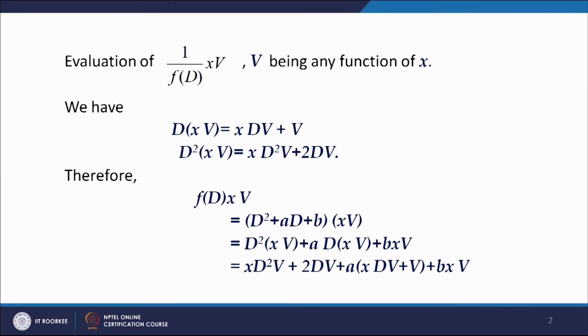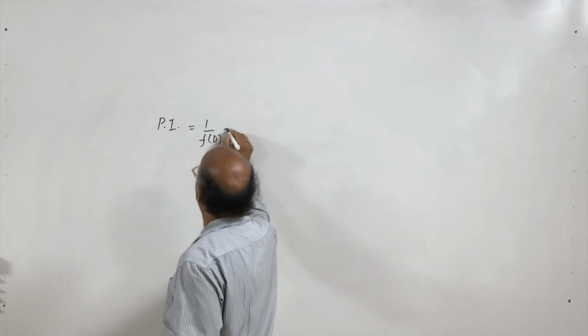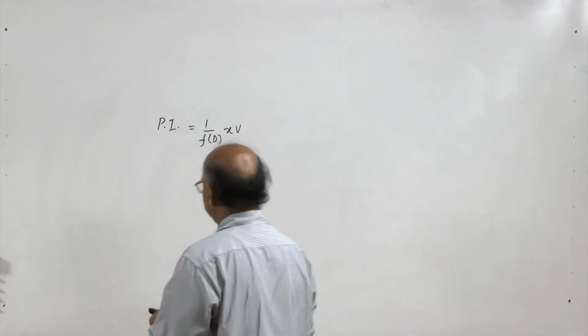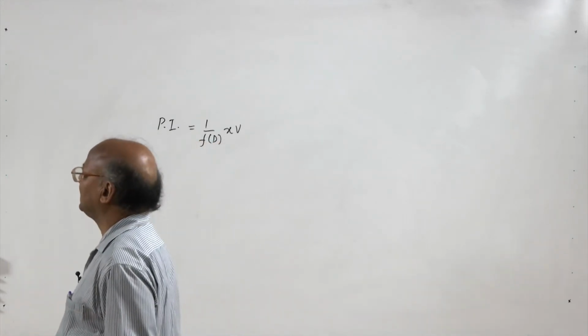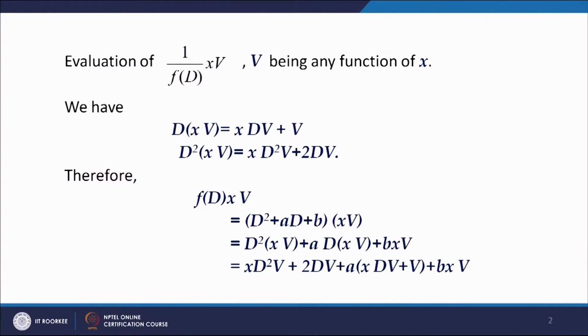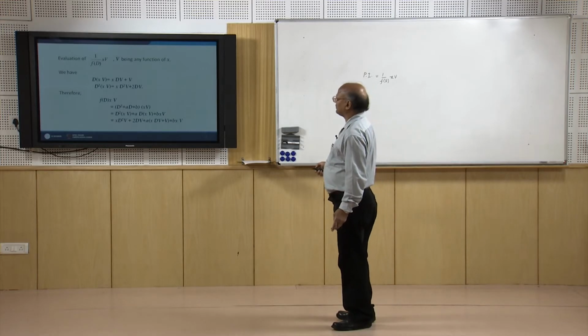So, particular integral in the case when R(x) is x into V. When you differentiate x into V, what we get is x into DV plus V, because V is any function of x. Then D square, when you operate on x into V, you get x D square V plus 2 DV. Since F(D) is D square plus say alpha D plus beta, here I have taken D square plus aD plus b.